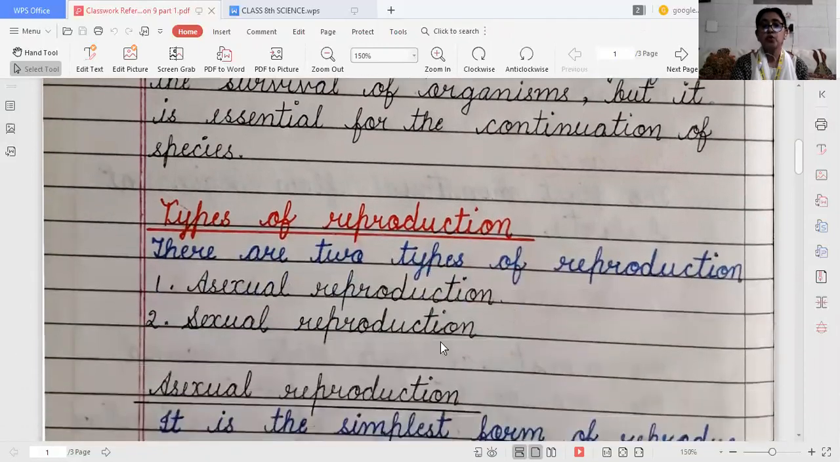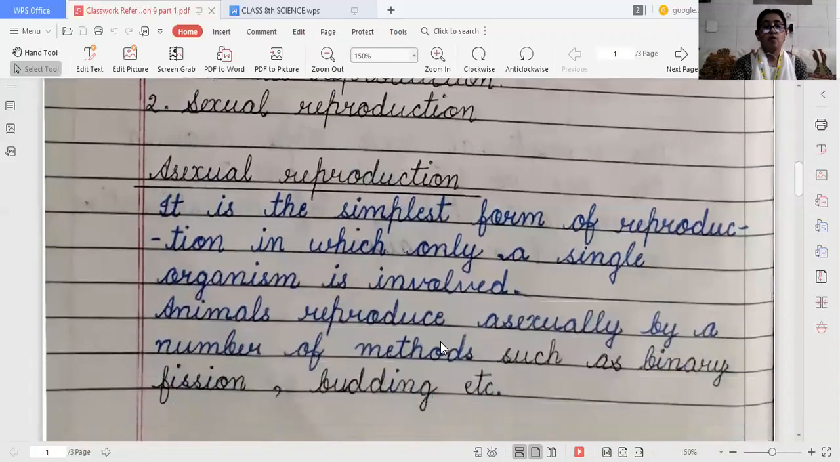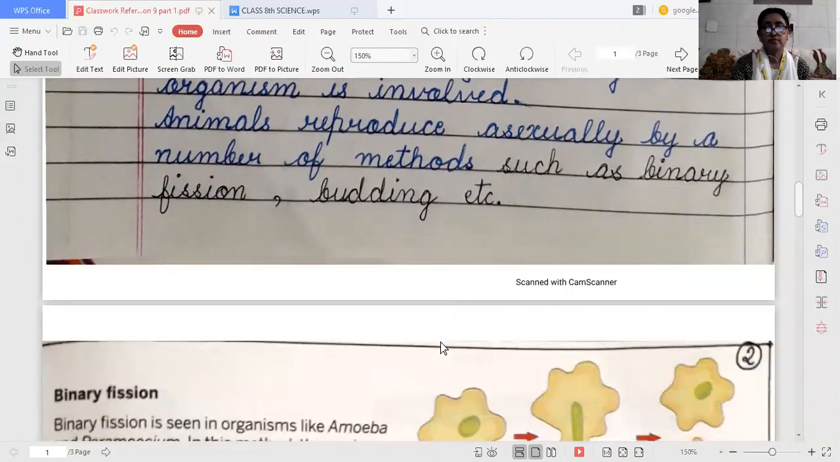Now, there are two modes of reproduction: asexual reproduction and sexual reproduction. Asexual reproduction is the simplest form of reproduction in which only a single organism is involved, meaning only one parent is required. Animals reproduce asexually by a number of methods such as binary fission, budding, and so on.